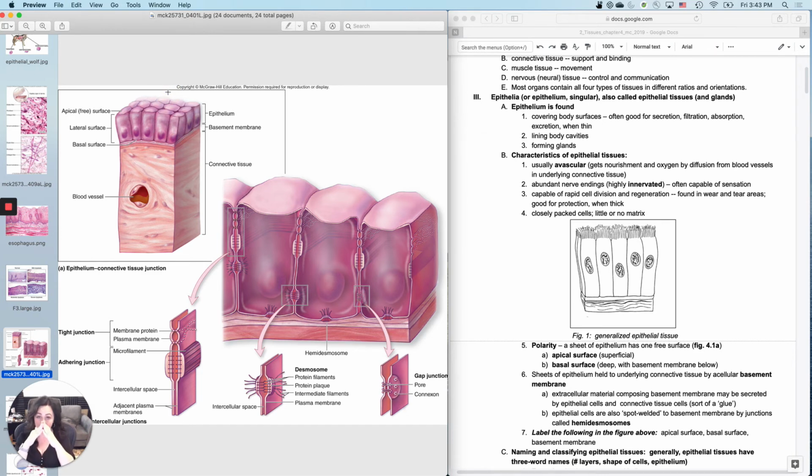Apex as in top, but it doesn't have to be on the top because it can be upside down. And then this surface right here is called the basal surface. Basal as in bottom, as in base. Again, it doesn't have to be on the bottom. So what's the difference? This one isn't stuck to anything, and this one is stuck to stuff. So apical surface and basal surface.